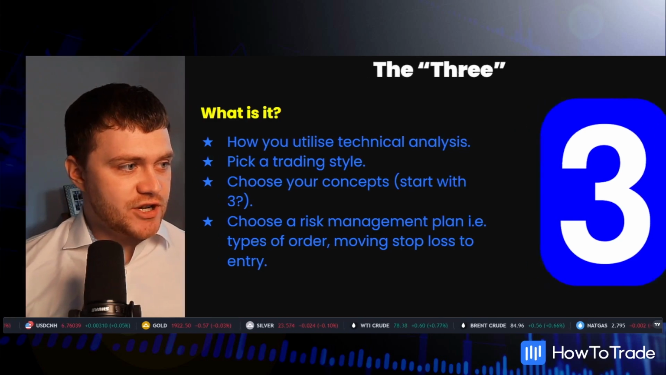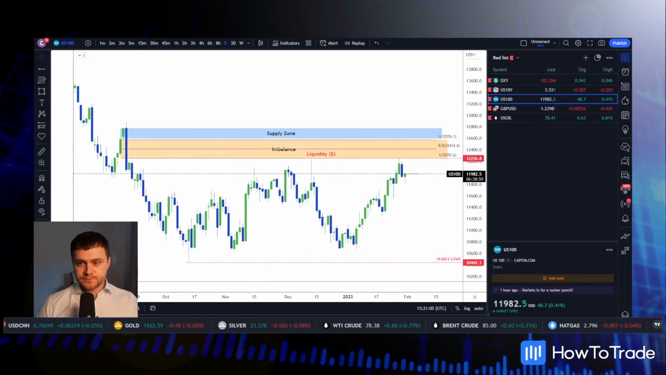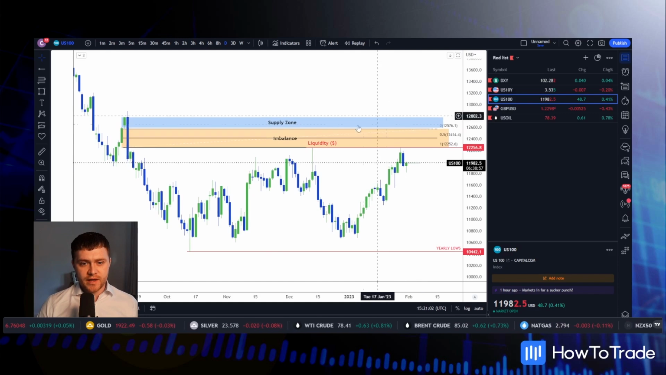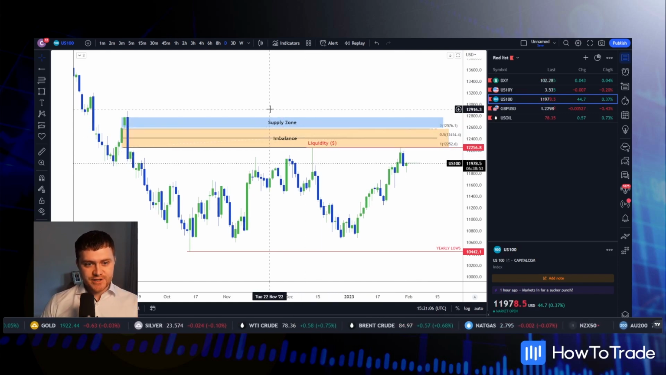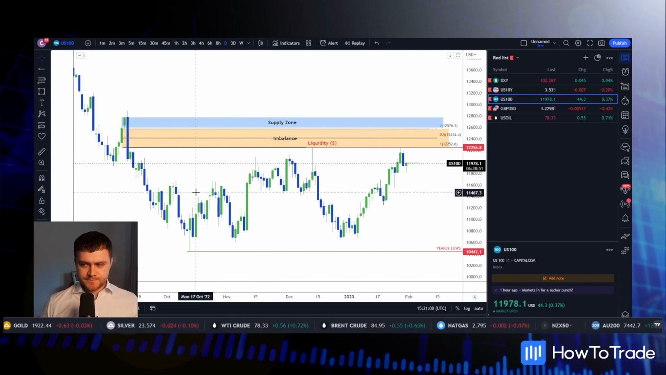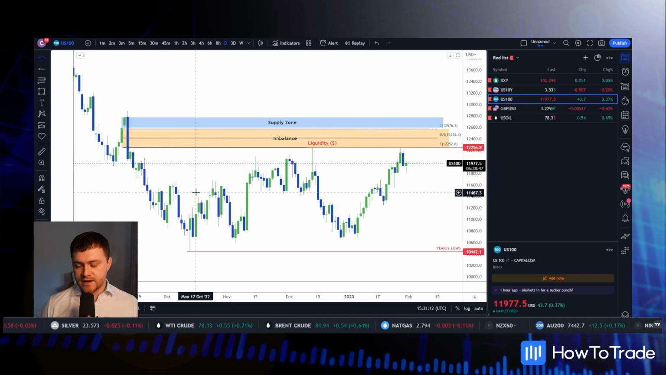When we look at the charts now, you can see, for example, I'm on the NASDAQ, my favorite market. I've got my liquidity marked. I've got my imbalance. I've got my supply zone. It's a clean chart. I've got the key lows marked. It's the 3 concepts that I've got. I've got the price action trading. I've got the 3 elements of that on there.